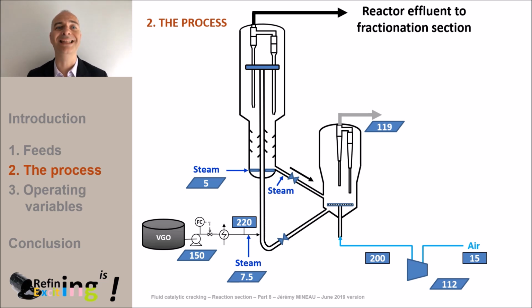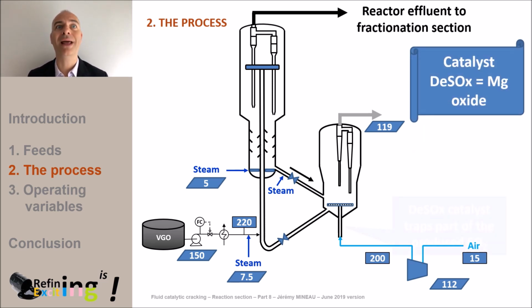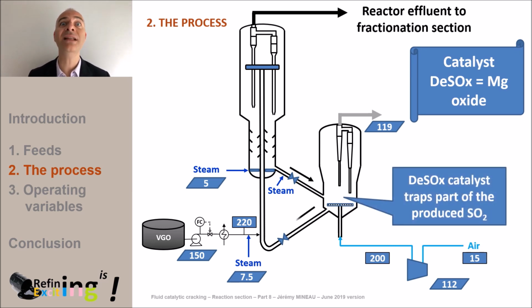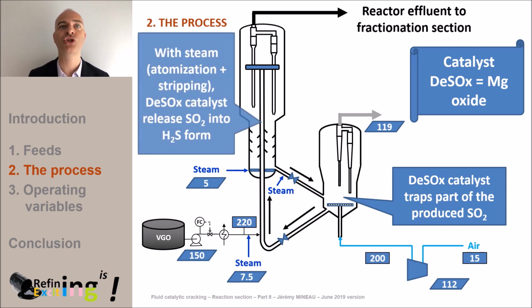The desox catalyst is usually made of magnesium oxide. The principle is: this catalyst reacts with the SO2 formed in the regenerator to capture it. The complex formed with the SO2 transforms into H2S when this desox catalyst is routed to the reactor and then to the stripper. Thus, a part of the SO2 produced in the regenerator is transformed into H2S and is routed to the fractionation section.